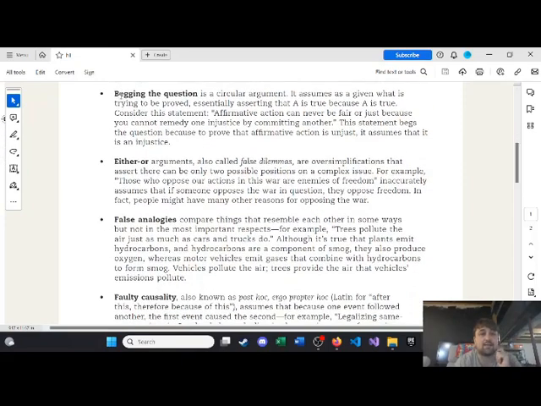Next fallacy, begging the question. Begging the question is just a circular argument. So what is a circular argument? It's like saying, well, B is true because A, and A is true because B. So that's a circle, right? They say, essentially asserting that A is true because A is true. So here's an example. Affirmative action can never be fair or just because you cannot remedy one injustice by committing another. So why is this begging the question?